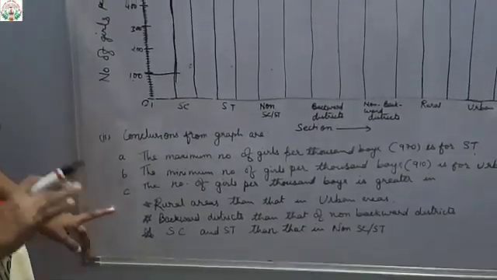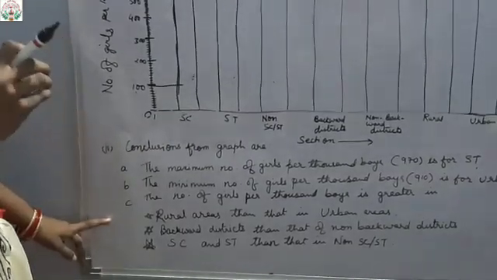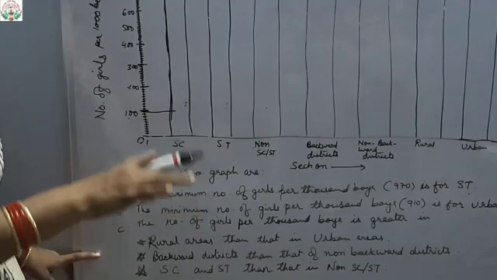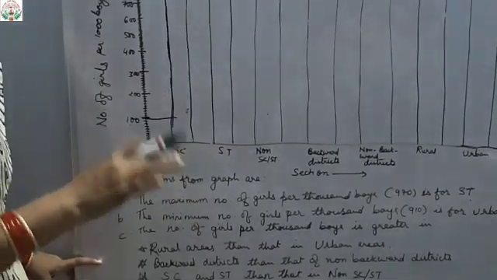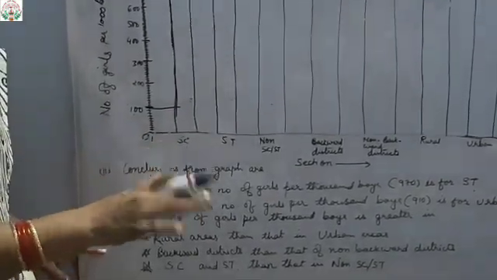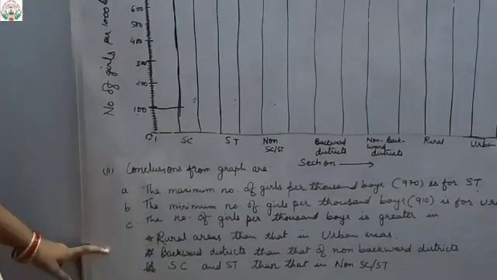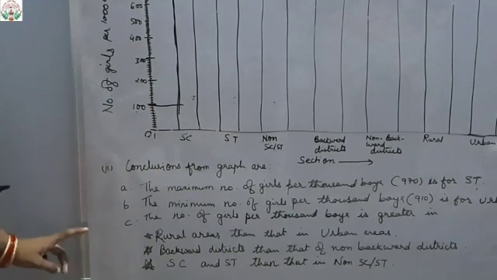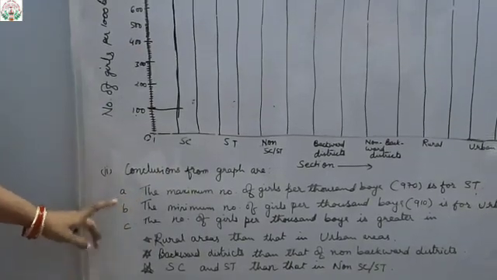Fourth onwards, it is not there in your syllabus for this year. As I told, histogram and frequency polygon questions will not be done this year. Okay, it is eliminated. So we will have only up to question number 3. So next we will see question number 3.